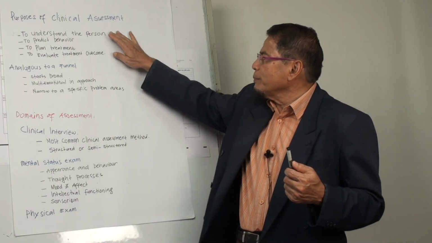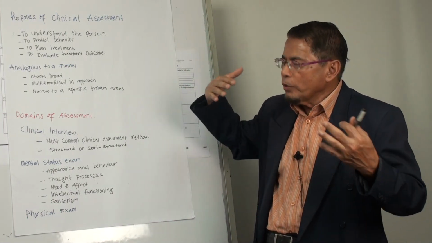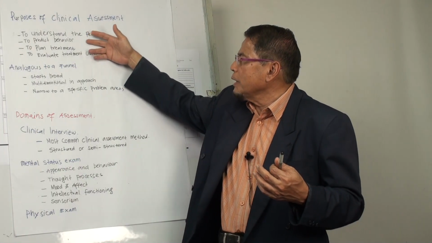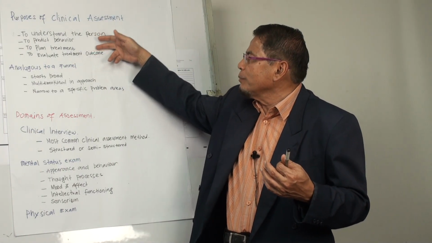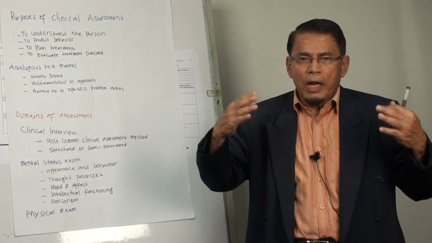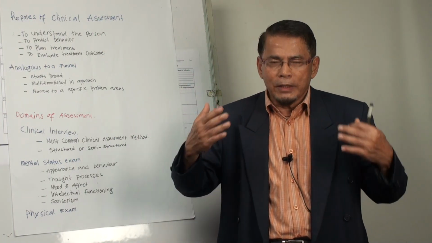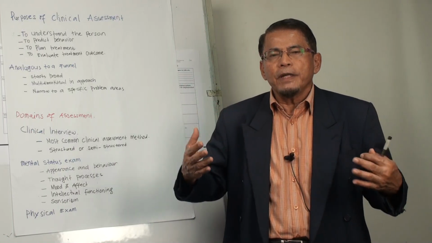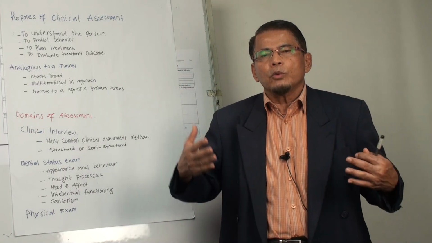So we have to understand the person, then through the various tests we have to predict the behavior, then we plan the treatment, then evaluate the outcome, the treatment outcome. So this is the flow, which is quite easily understood. And at this level, we would then be able to do all the kind of tests.